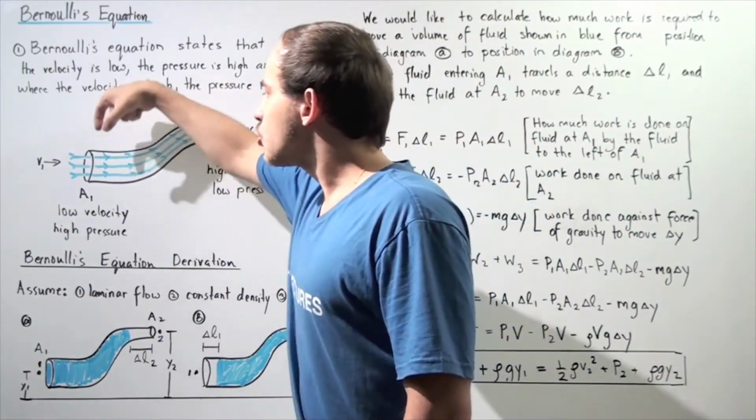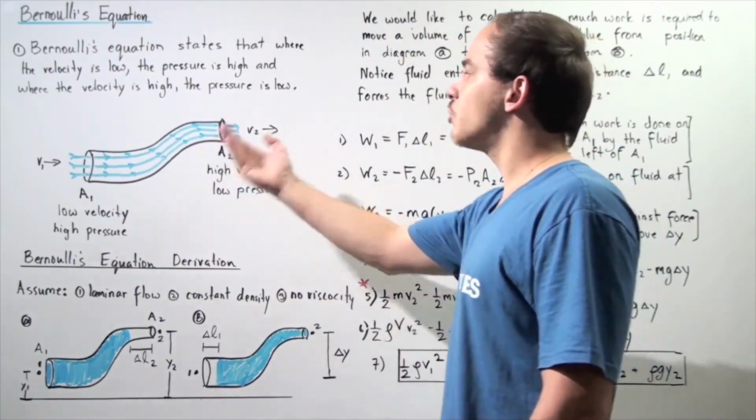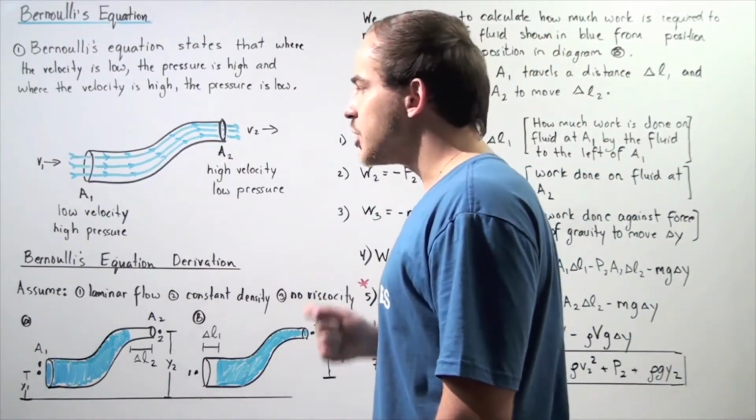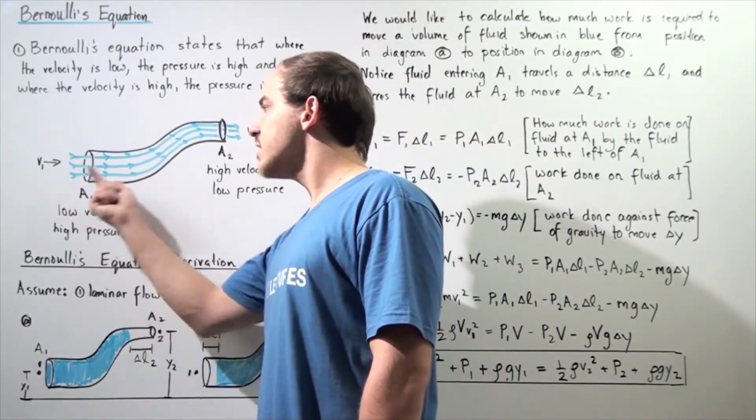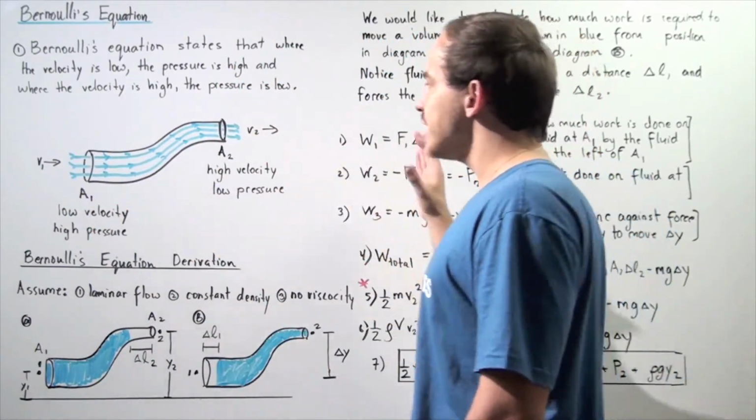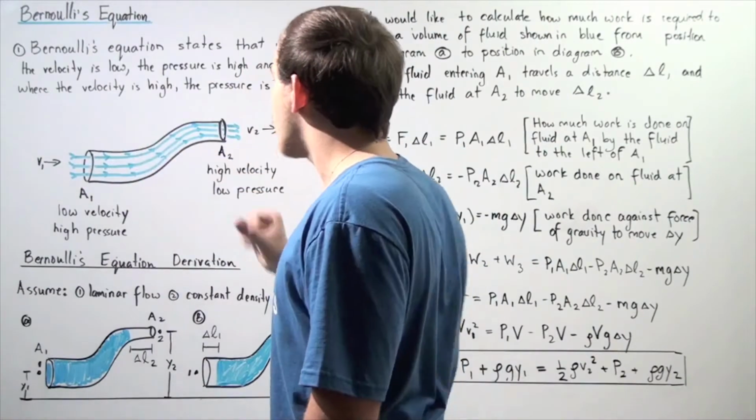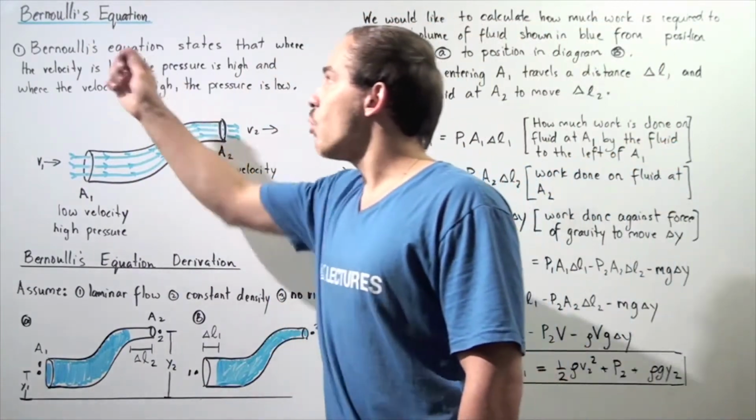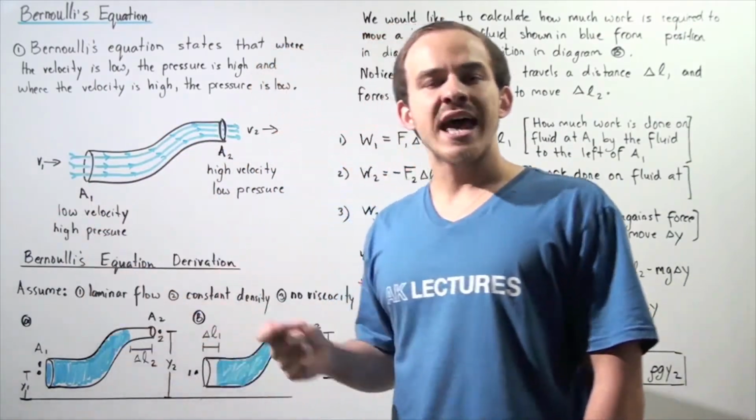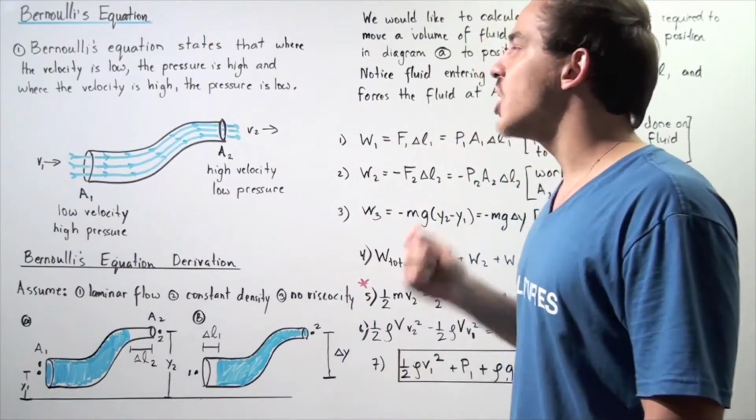Now, notice, because the cross-sectional area on the left side, A1, is higher than the cross-sectional area of the pipe on the right side, because A1 is greater than A2, then due to the equation of continuity, we know that the velocity of the fluid V1 on the left side is lower than the velocity of the fluid on the right side, V2. So V1 is smaller than V2 because A1 is larger than A2. And basically what Bernoulli's equation tells us is where we have a lower velocity, we must have a higher pressure. And where we have a higher velocity, we must have a lower pressure.